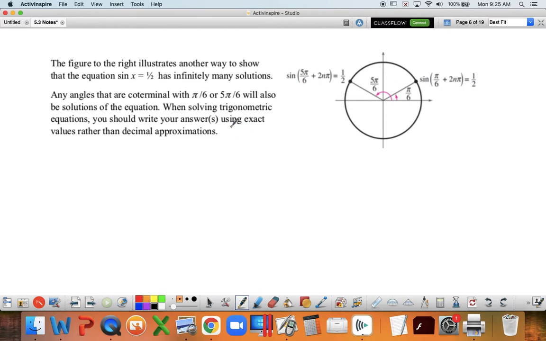We're going to want to make sure we use exact values rather than decimal approximations when we get things like square root of 3 over 2, square root of 2 over 2. Remember, those are points that are on our unit circle. For points that are not on our unit circle, we can use decimal approximations. Hopefully once we do a few examples, you'll start to see the pattern and realize when you can and cannot use exact values.